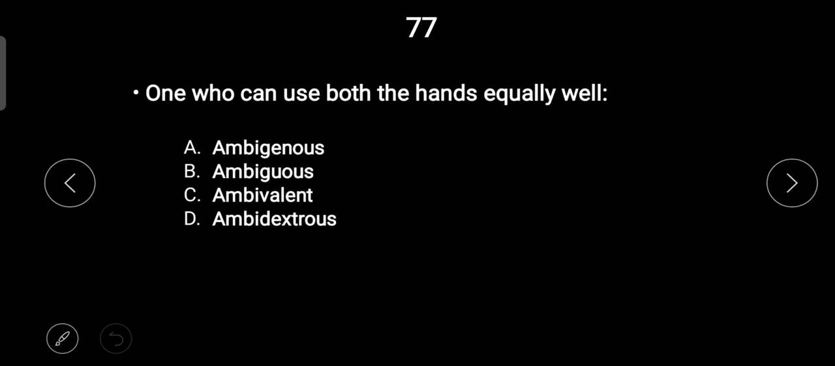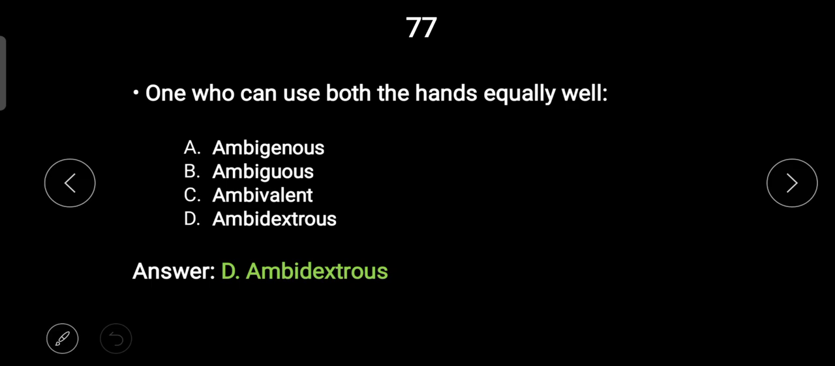Ambivalent, ambidextrous, which is the correct answer? The correct answer is ambidextrous. Okay, so actually this "ambi" is of Latin origin, so this means on both sides. "Ambi", okay, on both sides. It is from the Latin language.